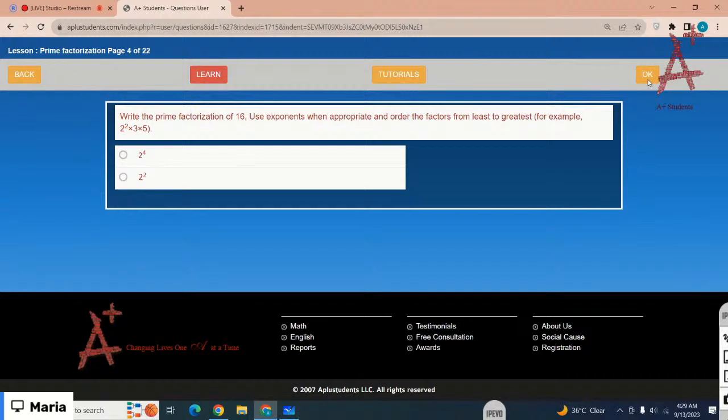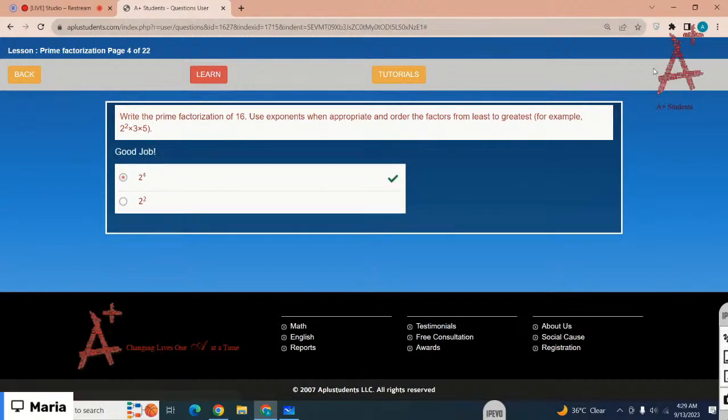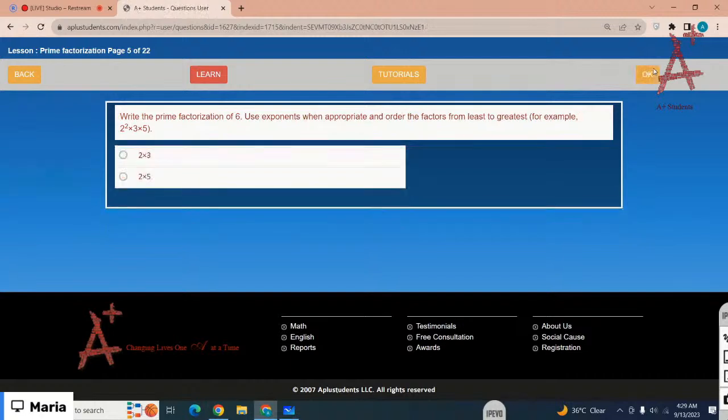Very good. That would be option number 1. You have to multiply 2 four times to make it 12. The correct option is option number 1. Write the prime factorization of 6, which is the correct option. Yes, that would be 2 times 3, right?